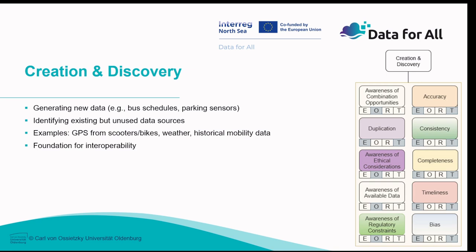The first phase is data creation and discovery. Here several problems can happen. The first one is awareness of data combination opportunity. Combining data from different sources can lead to more accurate and useful insights. For example, integrating traffic volume, terrain schedules, and weather data can help predict how conditions will affect fans' arrival time at the stadium and enable better travel recommendations.